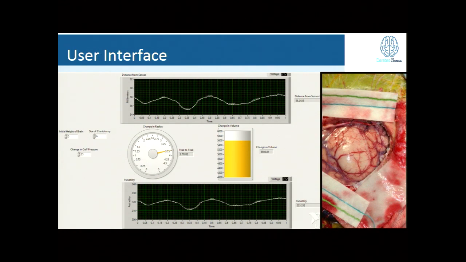distance from the sensor, which is then converted to a change in radius with this gauge here, and from there we put the value into our algorithm, which calculates the change in volume, which is shown in this increasing bar graph here. And then below we divide the change in volume by the constant cuff pressure. And next we'll show you a short clip of this happening in action.